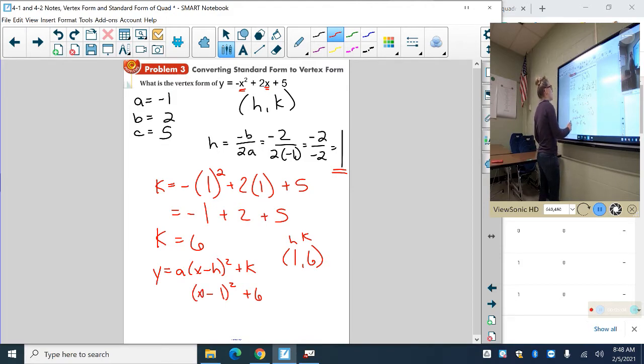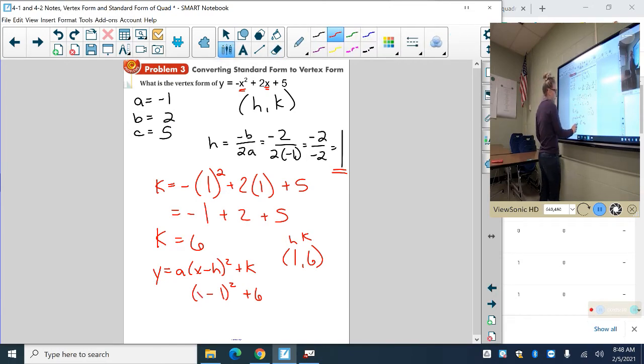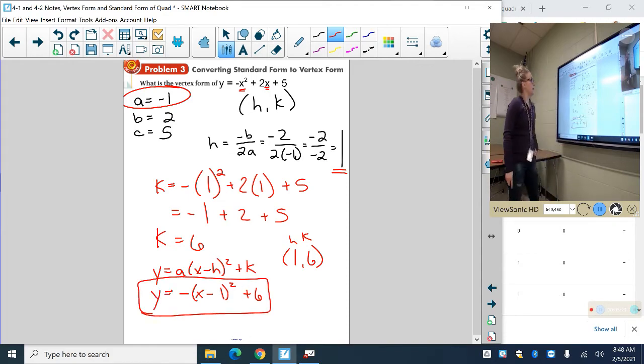Now, how do I know what my a value is? Well, the a values are the same. So what is my a value? Negative 1. So in this case, it's just negative, and this is my vertex form, and that is my standard form.